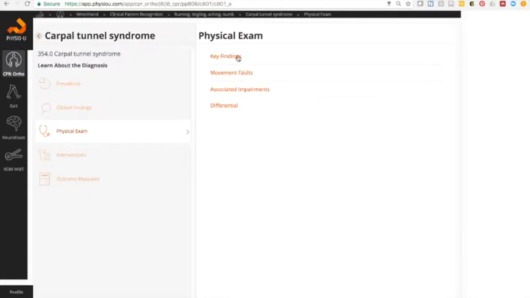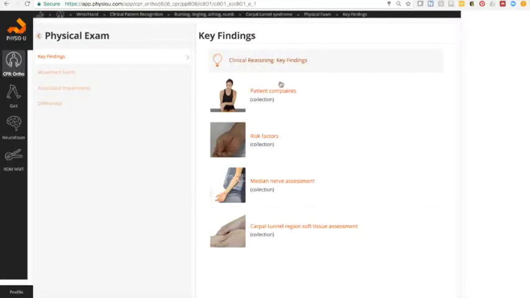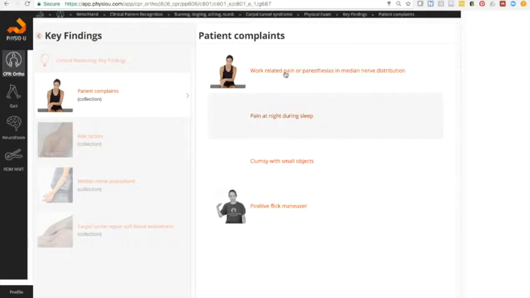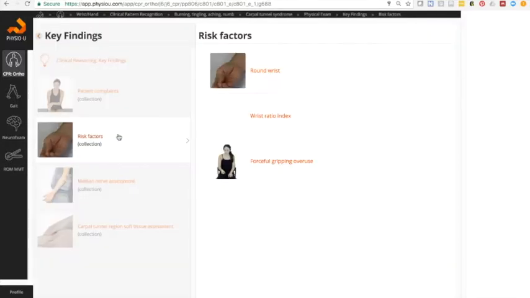When you look at the physical exam, you are looking for patient complaints that are characteristic of this problem, like development of clumsiness or weakness, pain at night during sleep, when with most other musculoskeletal conditions, people usually feel better at rest, and then work-related pain or paresthesias in the median nerve distribution, and them often trying to flick their hand, trying to get rid of the paresthesias. When you look at the risk factors, here are some things that you can potentially measure or observe.